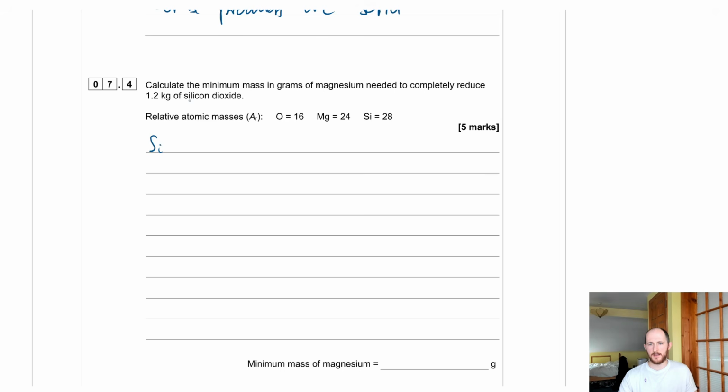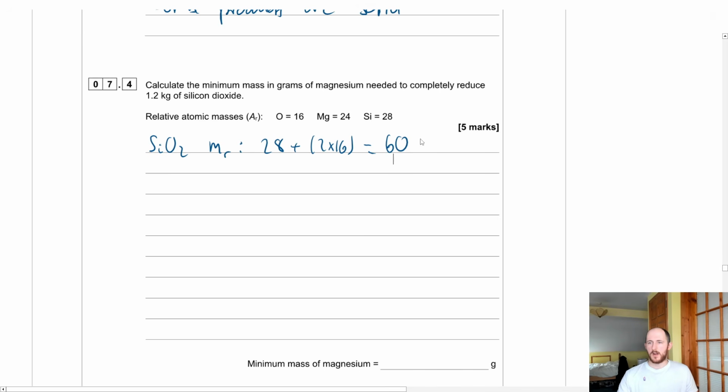So SiO2, if we're looking for the molecular mass, well, how many silicon atoms are there? There's one silicon atom and it weighs 28. How many oxygen atoms are there? There are 2 and they each weigh 16. So plus. That would be 32 plus 28 is 60. So 60 atomic mass units.